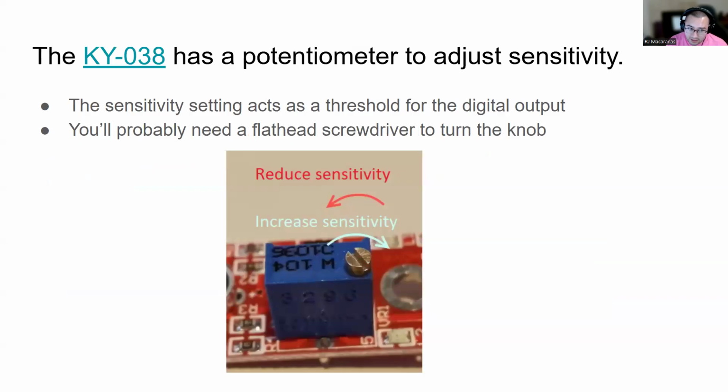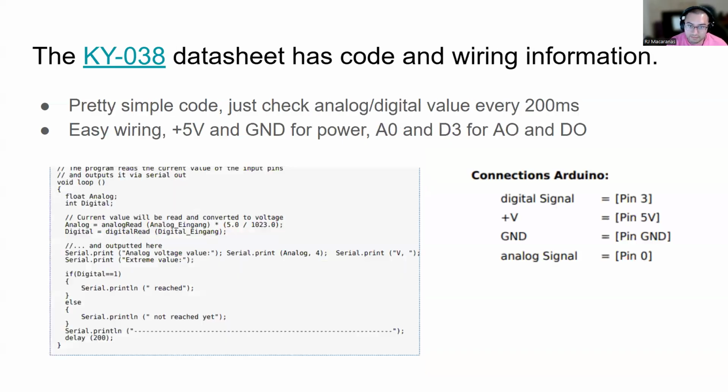So the KY038 has a potentiometer to adjust sensitivity, as I had mentioned. If you're looking at it with the little knob on the bottom right, then in order to increase sensitivity, you turn it clockwise, and to reduce, you turn it counterclockwise. And so you'll need some kind of screwdriver. I know some people were trying to use their fingernails, and it's a little bit more difficult, but I've got a bunch of these flathead screwdrivers if you need one to take home to complete the project.